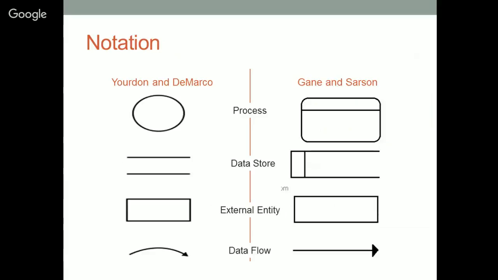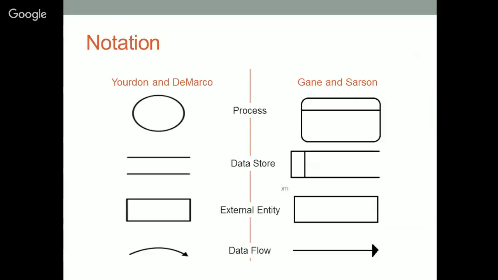All right, so the basic notation. There are two versions, the Yourdon and DeMarco and the Gane and Sarson. They're pretty similar, but as you can see, a few differences in the process and data storage symbols. The notation represents four different things. We have the process, the data storage, the external entities, and the data flow.